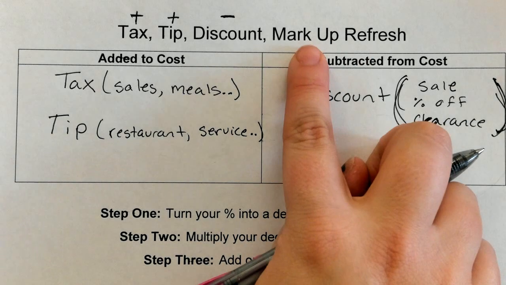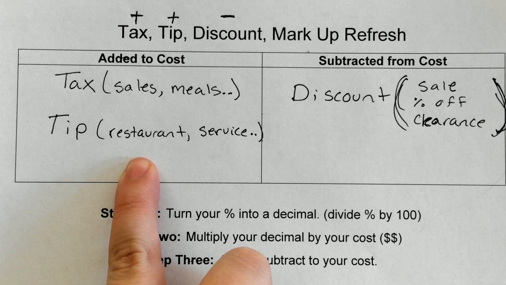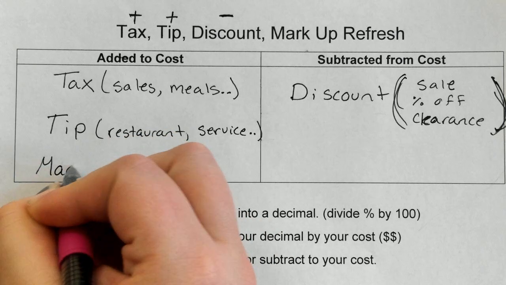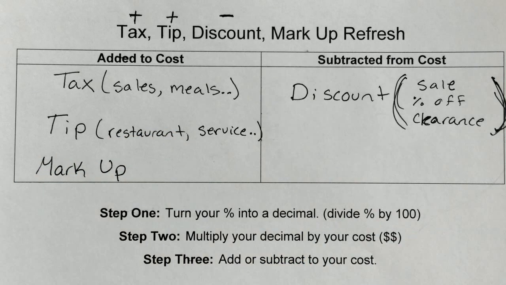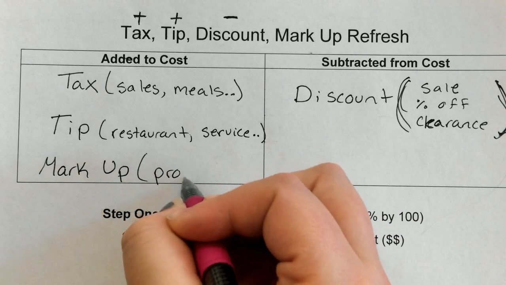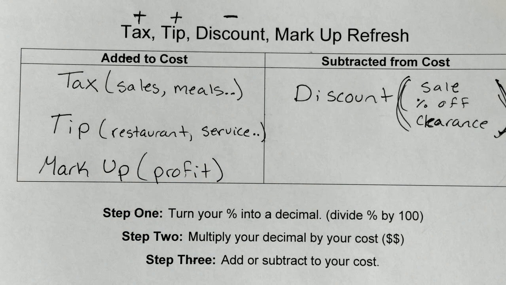And what about the last one? Markup. Does markup get added or subtracted from our cost? If you said added, you are correct. Markup is going to make that price go up. Markups are a lot of times done to make a profit. For example, if I buy a t-shirt for $10, I'm going to mark it up by a percentage. I'm going to sell it for more money so that I make money when I sell it.